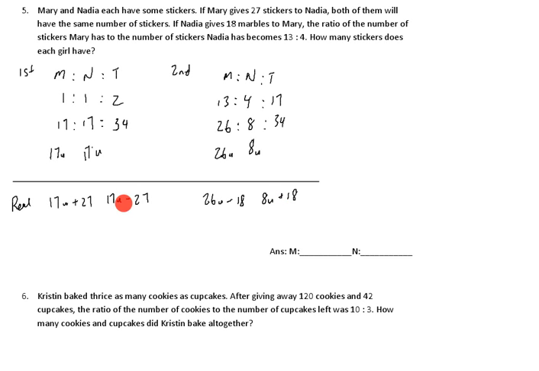Supposedly I want to deal with smaller numbers. Because 17 and 26 are very big numbers, I decided to use 17 and 8. Dealing with smaller numbers is always easier. So I have 17 units minus 27 equals to 8 units plus 18. So 9 units equals to 18 plus 27, and you get 45. 1 unit equals to?